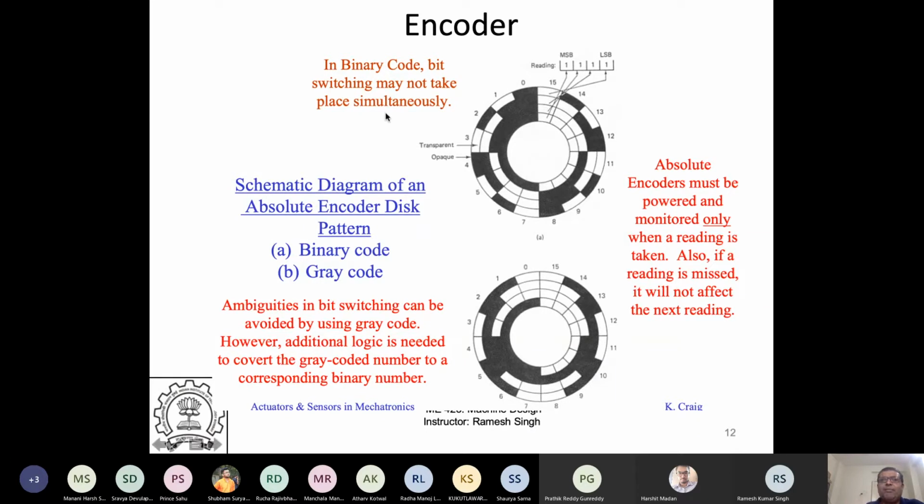A bit switching may not take place simultaneously. So you can also have a step better than this, which is called a gray code. So a bit switching problem can be avoided by using a gray code. That's a step further than a binary code, right? But an absolute encoder must be powered and monitored when taking a reading. Also, if a reading is missed, it will not affect the next reading.